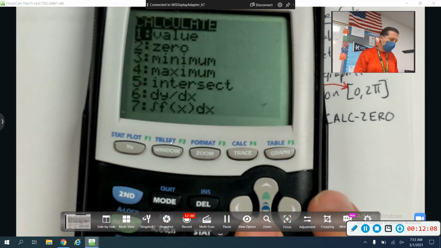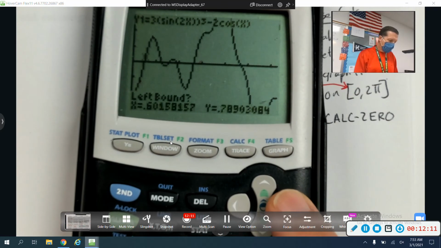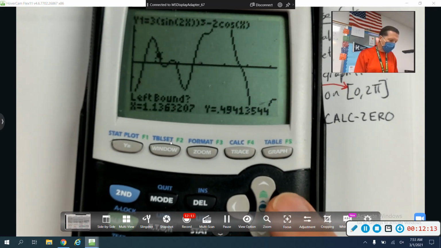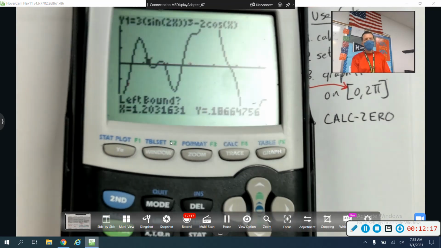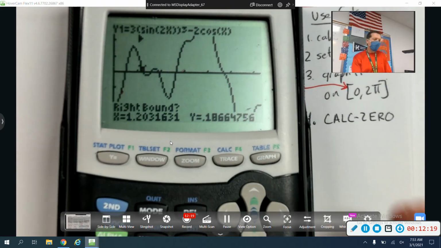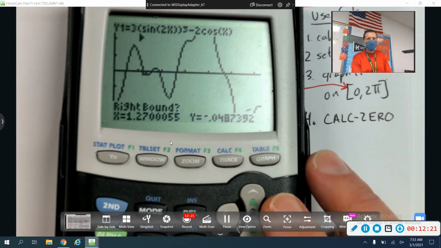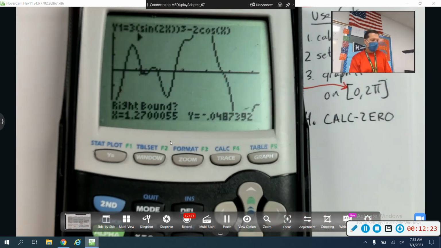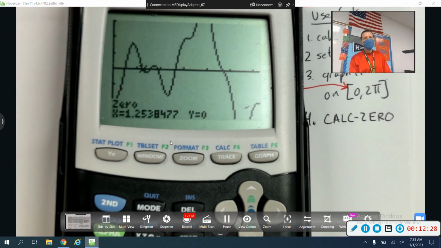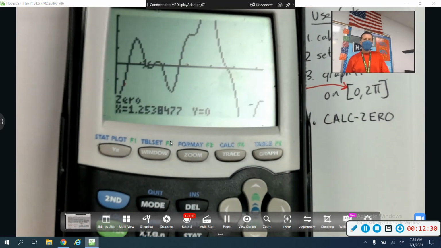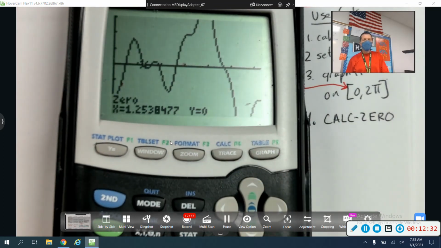Second calc, 0, left bound. So get to the left of the 0 that you're concerned about. Press enter. Get to the right of the 0 you're concerned about. Enter. Guess, you can just press enter again. So my next one is 1.254.